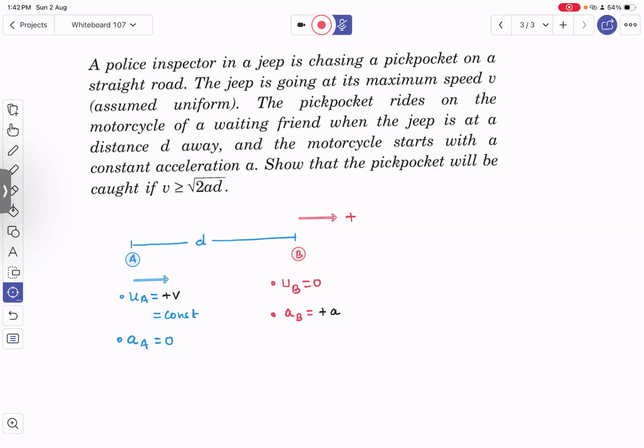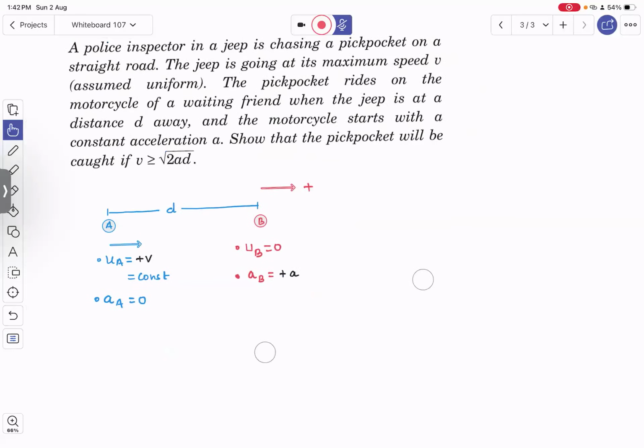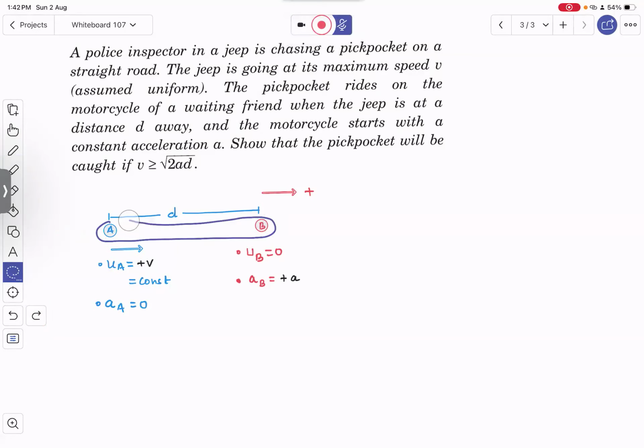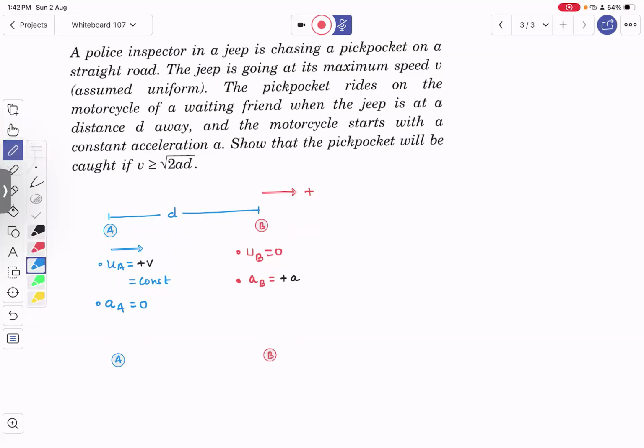So maybe I will solve it from the ground frame first. This is the situation told to us at t equals 0, so I'll draw a separate figure for it. Right now at 0, the separation between them is d. This is the position of A at t equals 0, and this is the position of B at t equals 0. To solve it, we will assume A catches B after some time, and suppose the time when A catches B is t.